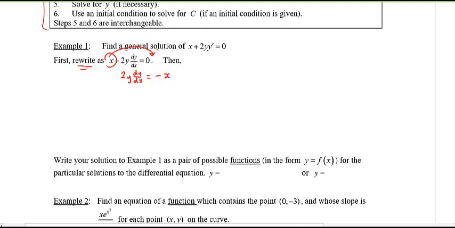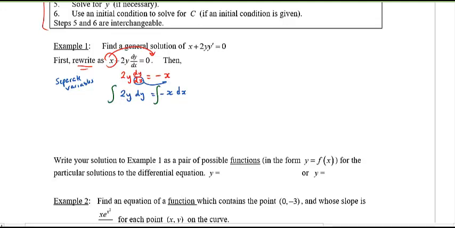Remember, dy dx, okay, that's a ratio, so I can separate that, and I can move the dx now to the right-hand side. So 2y dy equals negative x dx. Alright? So right now, I've completed the process of separating the variables. Okay? So the idea is to, first of all, separate variables. Once that is done, remember how I said earlier, we now need to integrate both sides of the equation. So now I'm going to actually ask you to integrate or anti-differentiate both sides separately.